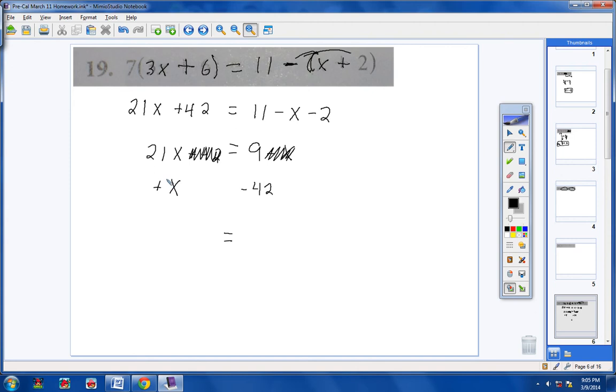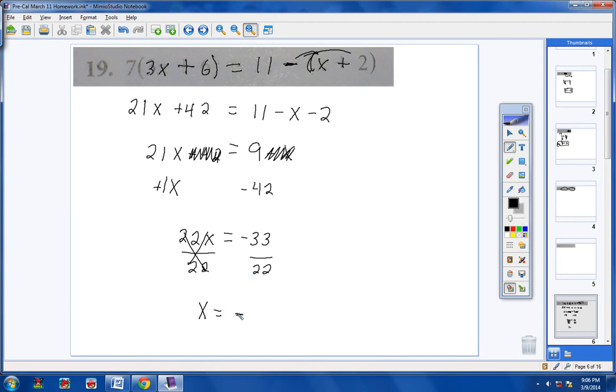21x plus x, remember there's really a 1 there. 21x plus 1x would be 22x. And then negative 42 and a positive 9 would be a negative 33. Okay? So now I divide both sides by 22 so that x will be by itself. These cancel and you're left with x equals a negative 33 divided by a positive 22, which makes the whole fraction negative.